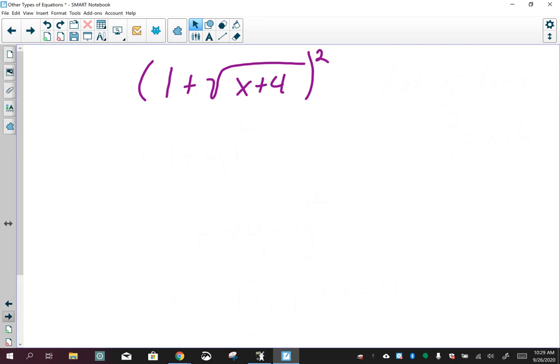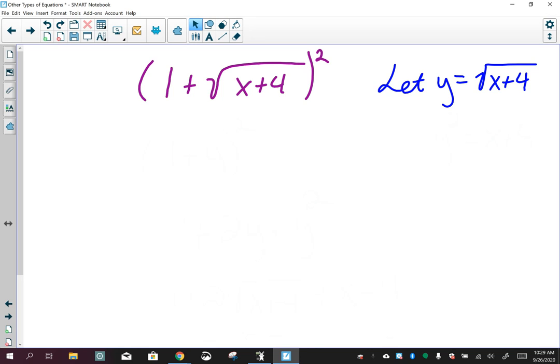So this is what I want you to do. We're not going to tackle this problem as 1 plus the square root of x plus 4. What we're going to do is tackle this in an easier format. So the first thing I want you to do is say this: let y equal the square root of x plus 4.